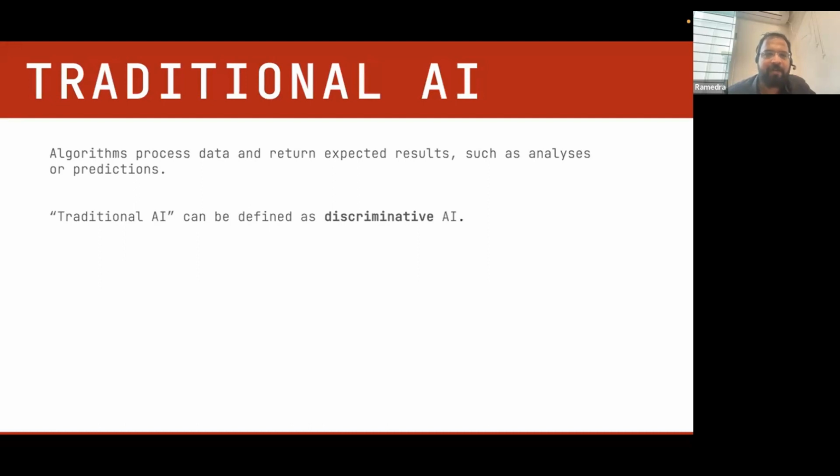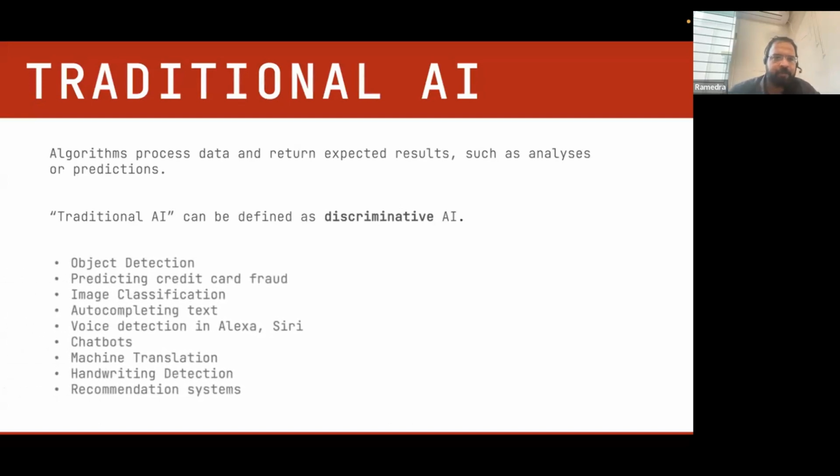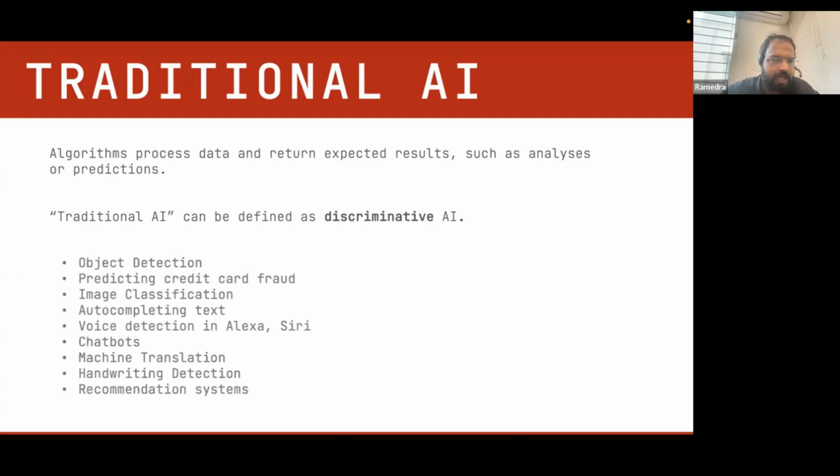If it is a yes to loan, how much interest can we offer you? Can I give you 10%? Can I give you 12%? Will I charge you 15%? So all of these are processing data, and it is giving us expected results. This is what we call traditional AI. And this has immense applications. Let me talk about some of them. Object detection, right? For example, during COVID, there were a lot of systems developed to detect whether someone is wearing a mask or not.